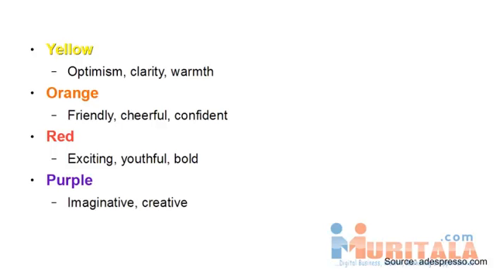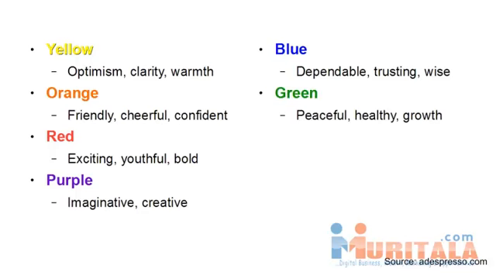Red is exciting, youthful and bold. People associate purple with things that are imaginative and creative. With blue, people tend to associate it with things being dependable, trusting and wise. Green tends to be associated with things that are peaceful, healthy and associated with growth. And grey is a balance, neutral and calming.